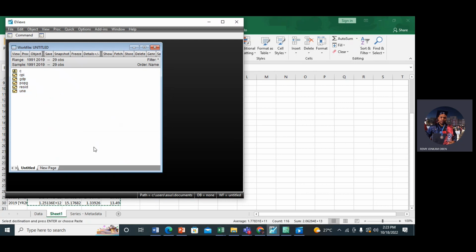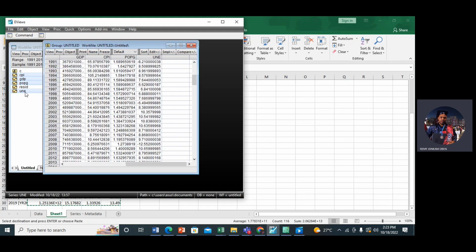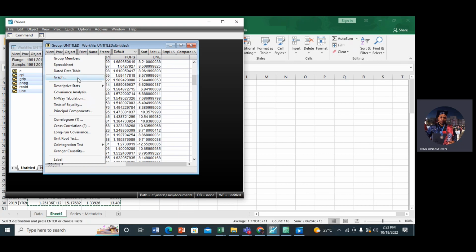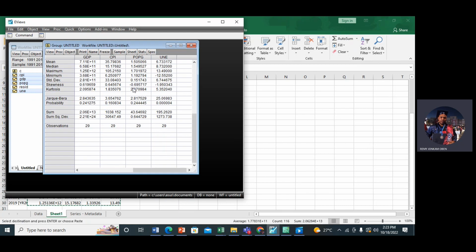So again, you highlight all your variables. It's always good to start with the dependent variable. So you first of all highlight GDP, you press the Control key, you highlight CPI, population growth, and then unemployment. You press Enter, you come to View, and then Descriptive Statistics. With descriptive statistics, we have common sample, individual sample. It's always good to choose common sample so that it will give you the same observations for all the data. Common sample.